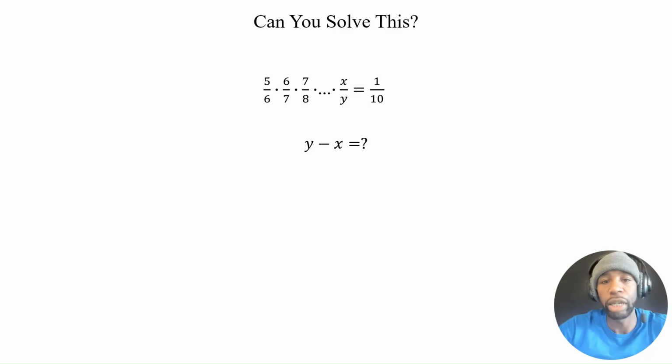Here is another math challenge that reads as follows: 5/6 times 6/7 times 7/8 times so on and so forth, all the way to x over y is equal to 1 over 10. What is y minus x? Now, the main thing to be aware of is to not lose sight of what we're trying to find: y minus x.